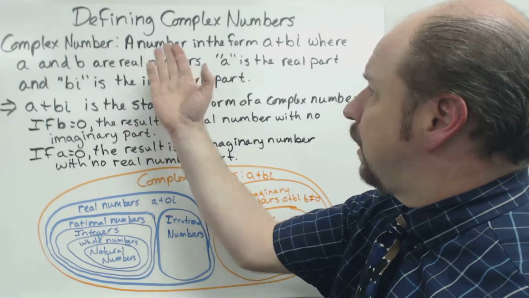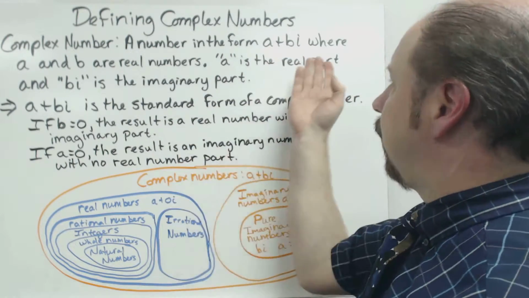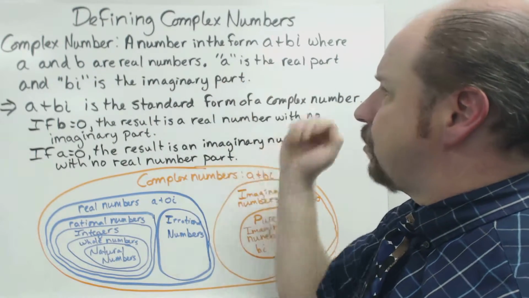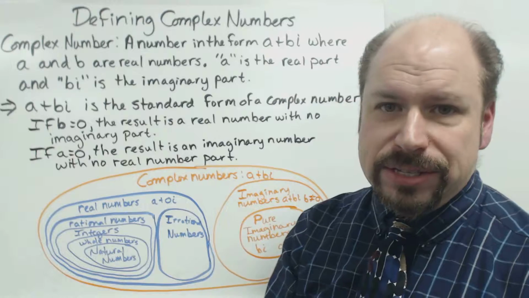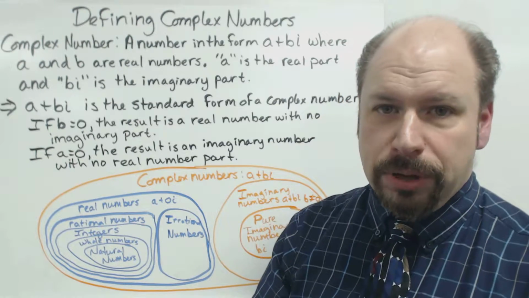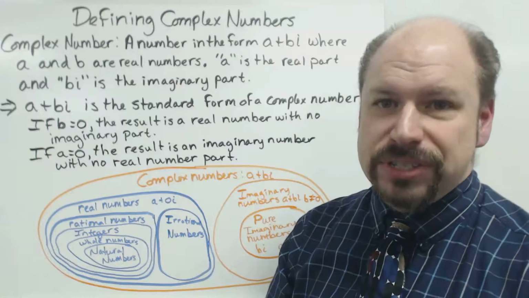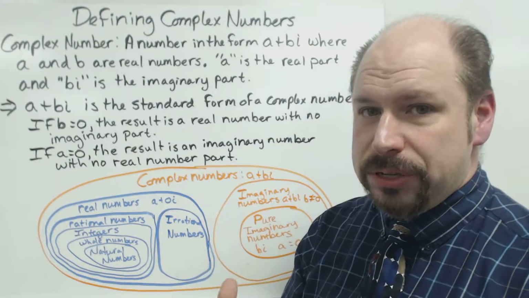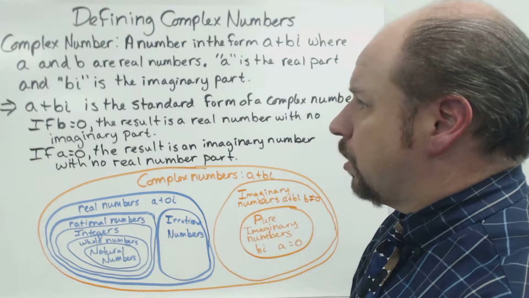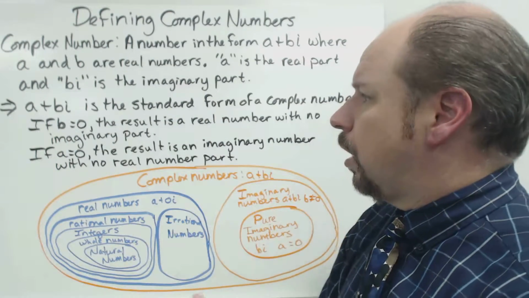A complex number is a number in the form a plus bi. So remember, a plus bi, where a and b are real numbers, and a is the real number part and bi is the imaginary number part. So we're talking about complex numbers, real numbers, imaginary numbers. For a lot of students, this gets a little bit confusing, so be sure to watch carefully and pay attention to what's going on here. So a plus bi is the standard form of a complex number.